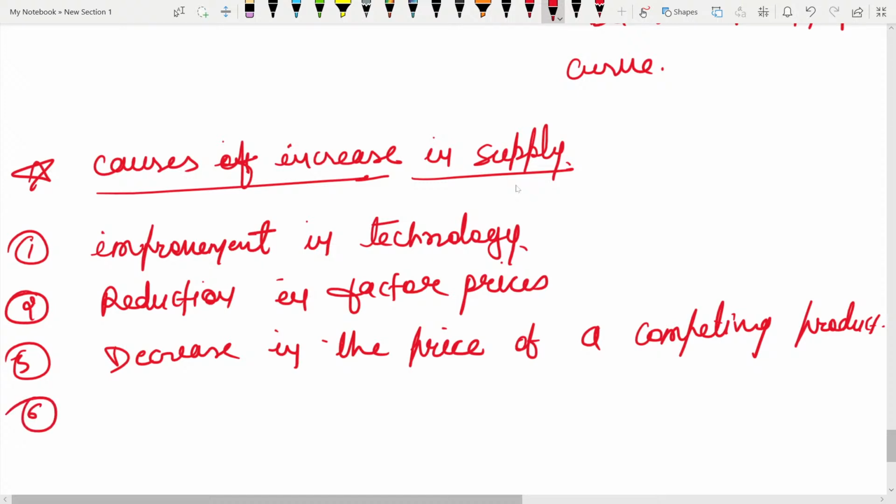Six can be increase in number of firms. As number of firms increases, supply also increases in the market. Expected fall.